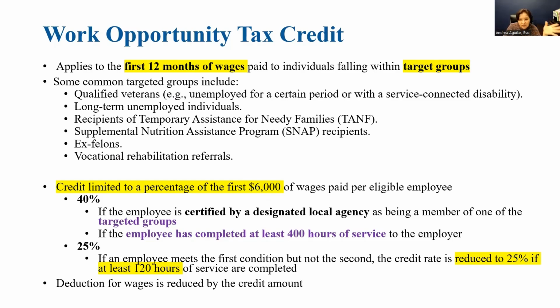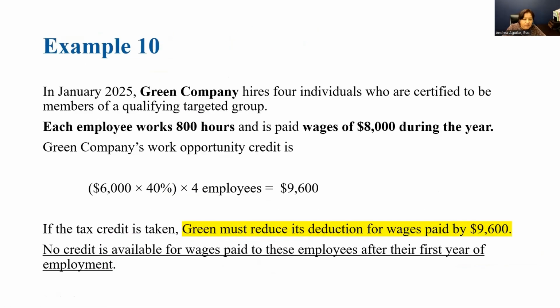So hopefully you can see the difference between a tax credit and a deduction for whatever amount you're paying to your employee. Again, what you have to remember is your deduction for wages will be reduced by the credit amount. Okay, so here we have an example.